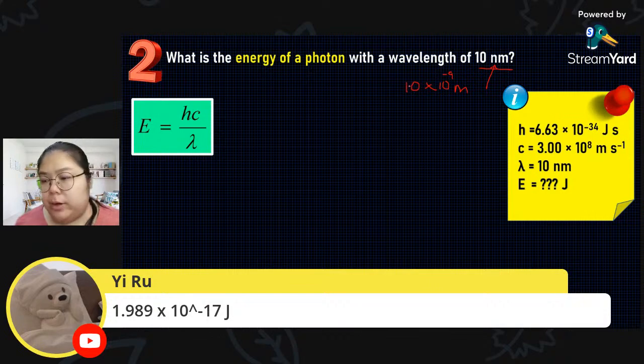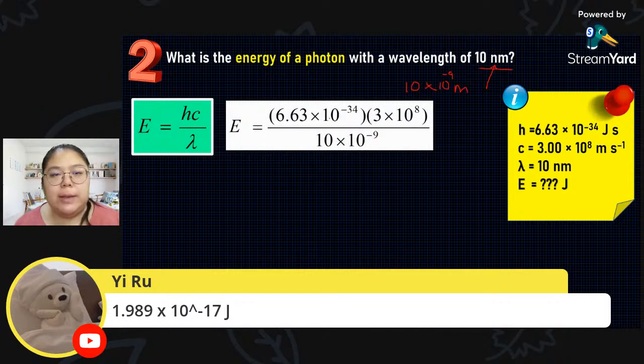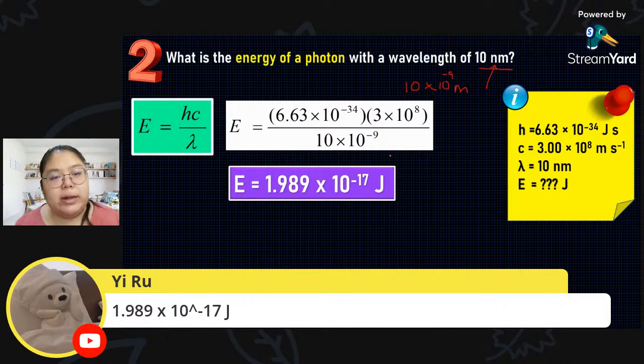1.981 power of negative 17. Okay, we go to show. Put in the Planck constant, put in the speed of the light, then divide by the lambda. So we get the answer 1.989 power of negative 17 joule. Okay, so Kai Xian is also correct.